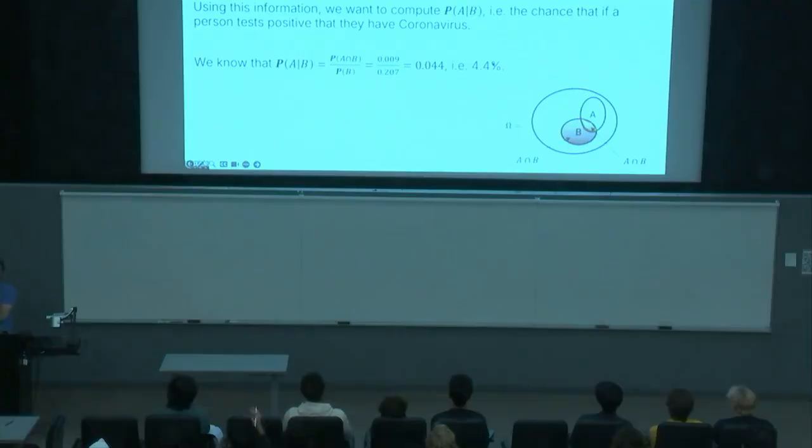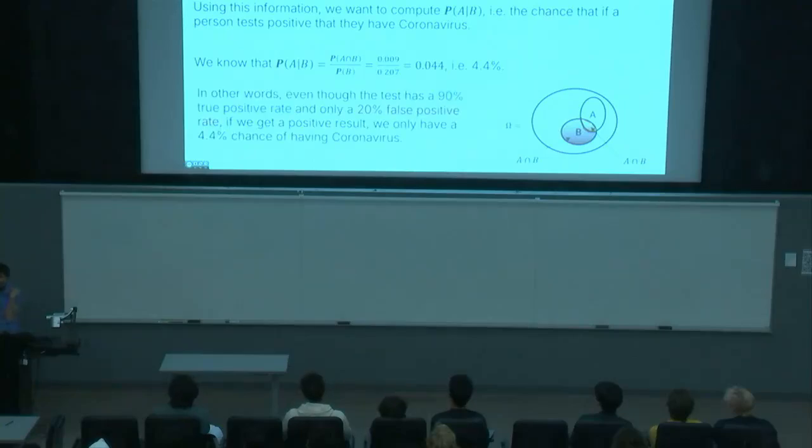Okay. So this is something that doesn't really fit in your short-term memory super well, which is why we usually think of it as kind of just a simple rule, which I'll show you in equation form in a moment. But basically the idea here is even though the test has a 90% true positive rate and a 20% false positive rate, if we have a positive result, we only have a 4.4% chance of having coronavirus because the baseline prior drags us so far down.